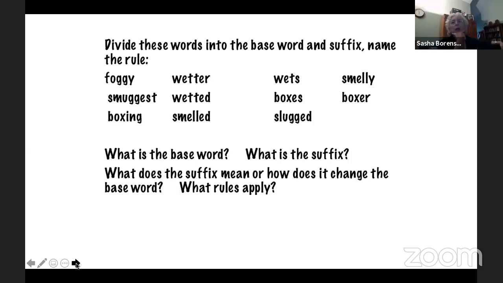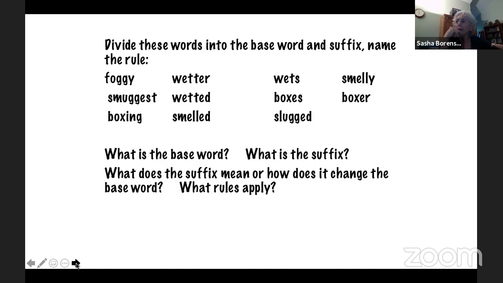W-E-T. And what's the suffix? E-R. What does ER mean as a suffix in that word? Comparing two things. It means it's a comparative. It's more wet, right? So one of the things, and this is a really important thing to note, ER means different things on different words. It can be this comparative, wetter, more wet, or it can be someone who wets. And probably it's a comparative in this word.